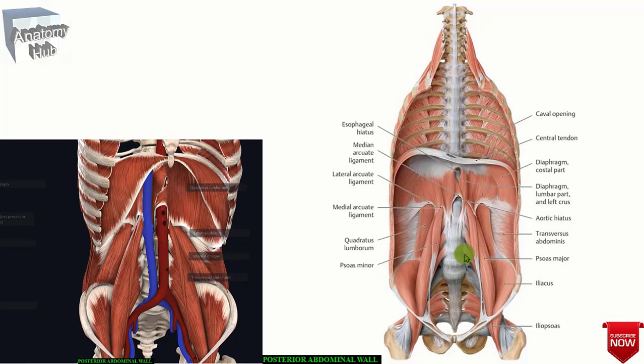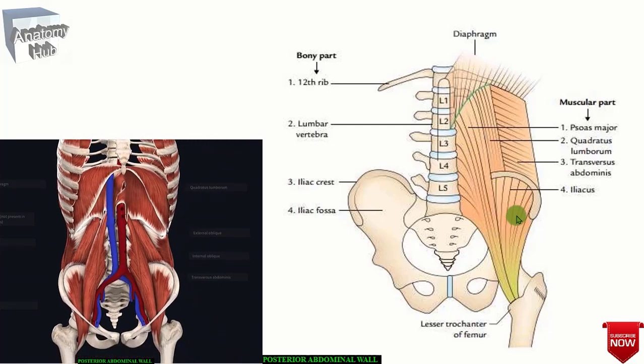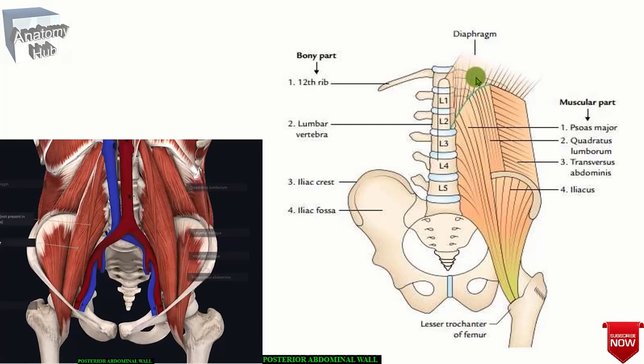Okay, so the muscles of the posterior abdominal wall: here you can see three muscles, the psoas major muscle, the iliacus muscle, and the quadratus lumborum muscle. These three major muscles comprise the posterior abdominal wall. Along with that, the diaphragm also takes part in the formation of the posterior abdominal wall.